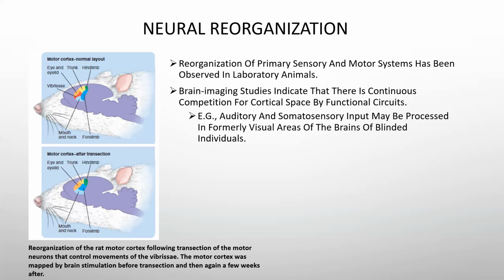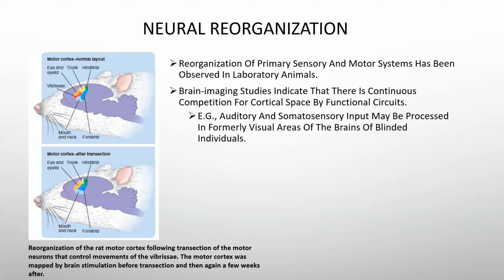If those have been removed, now you're looking at the figure in the bottom. They've been removed. The red portion of the motor cortex is gone. But it doesn't mean that the motor cortex is not responding to anything. That area that was responsible for the vibrissae, it's not just not doing anything. What it's doing now is it's helping out with the forelimb movements. It's helping out with mouth and neck. It's helping out with the eyes. So that is a really good example of reorganization.